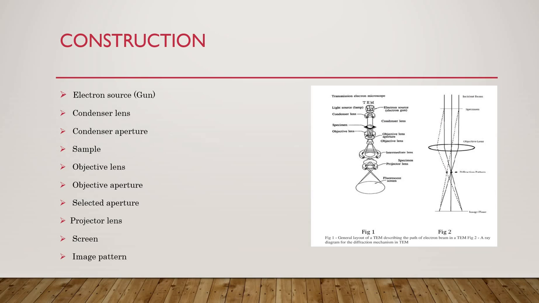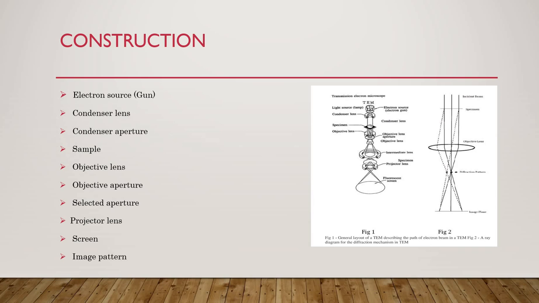Condenser lens. The stream of electrons from the electron gun is then focused to a small, thin, coherent beam by the use of condenser lenses. The first lens determines the spot size, the general size range of the final spot that strikes the sample. The second lens actually changes the size of the spot on the sample.